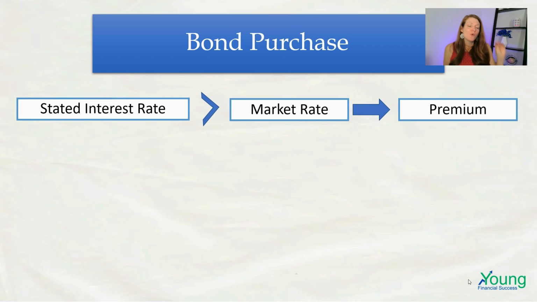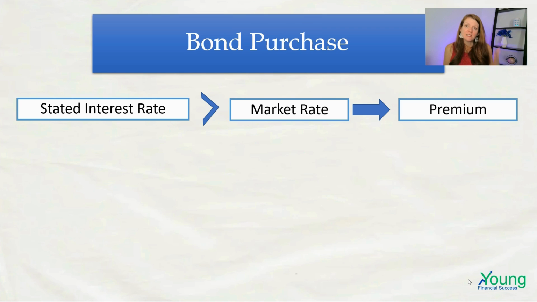Now at maturity, this is super important. At maturity, the investor still only gets the face value. They still only get that $1,000. So they paid more upfront in order to earn more interest over the life of the bond.